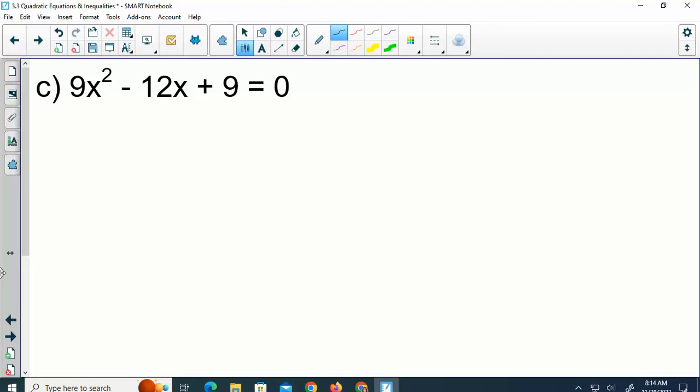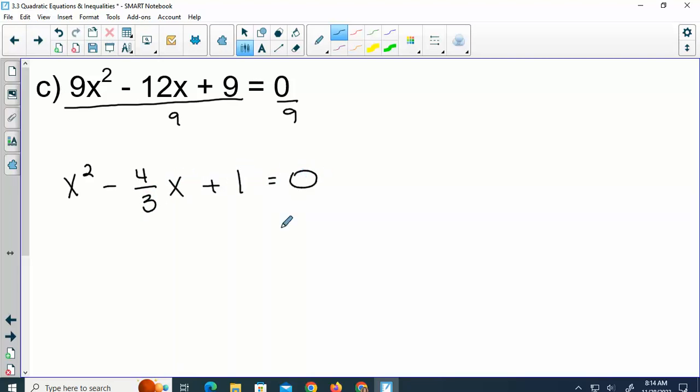Where do we begin on this one? Okay. We don't have a 1x squared, so everything gets divided by 2. Twelve over 9, we have 4 over 3. Next step.